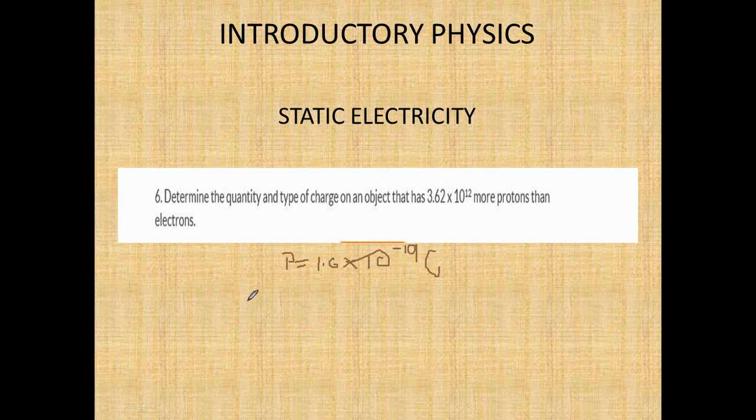So the total charge is equal to 1.6 times 10 to the power minus 19, multiplied by, because you have that many protons, 3.62 times 10 to the power 12.